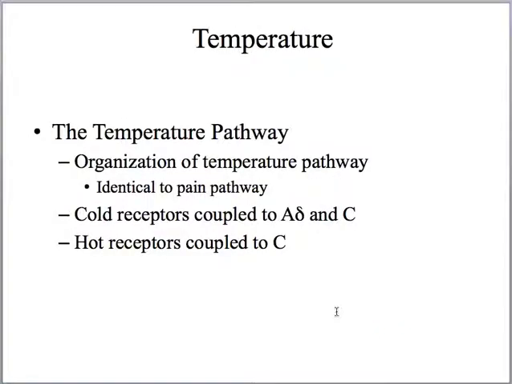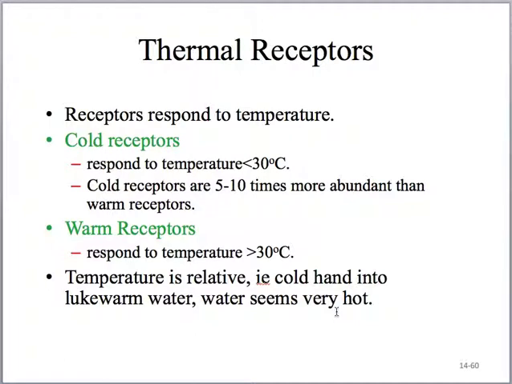Okay, in terms of temperature, this is your temperature pathways. The receptors are going to be running with your A delta and your unmyelinated C fibers. They're identical in terms of their pathways to your pain pathways. These thermoreceptors are going to respond to different temperatures.